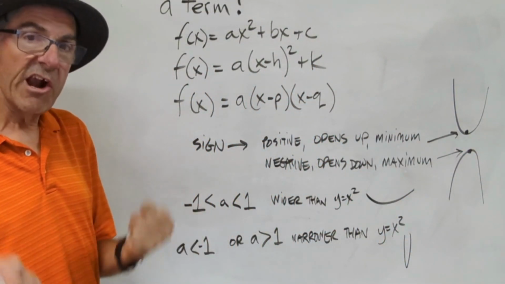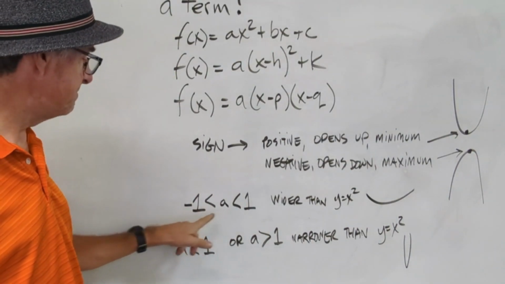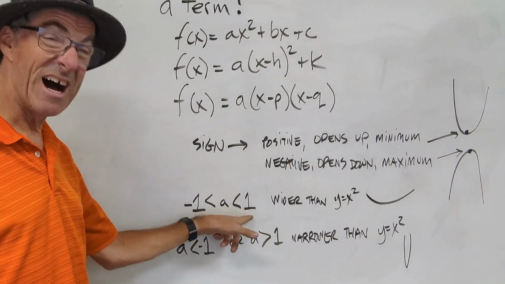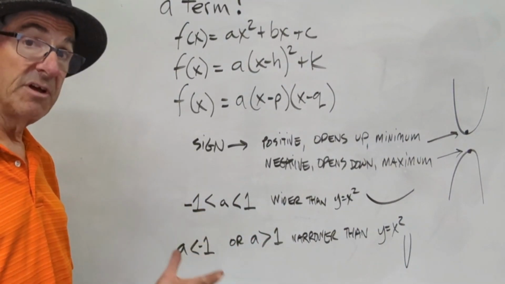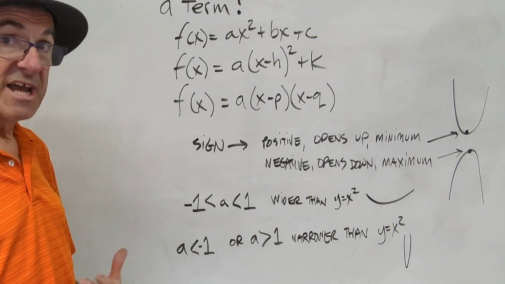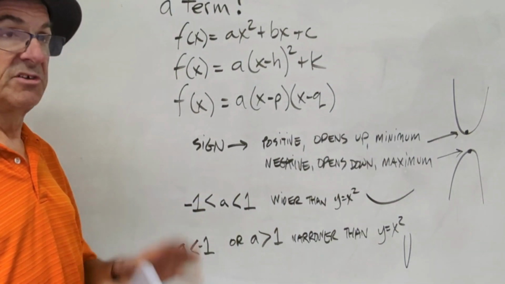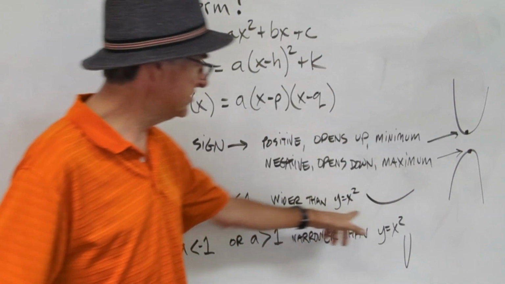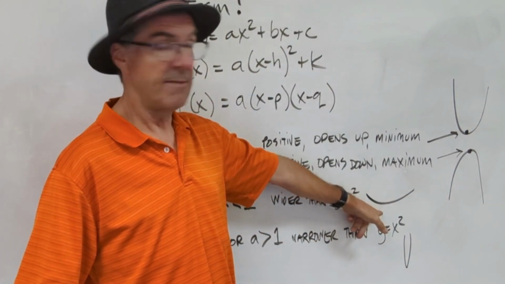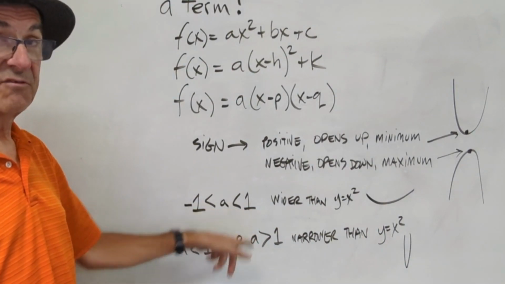Finally, where A falls numerically also matters. So if A is between -1 and +1, right in between there, that means the parabola is going to be wider than y equals x squared. Often we compare our parabola shape to the standard shape, the mother parabola, which is y equals x squared. So I've sketched you a nice wide parabola right there. This would be for an A between -1 and +1.